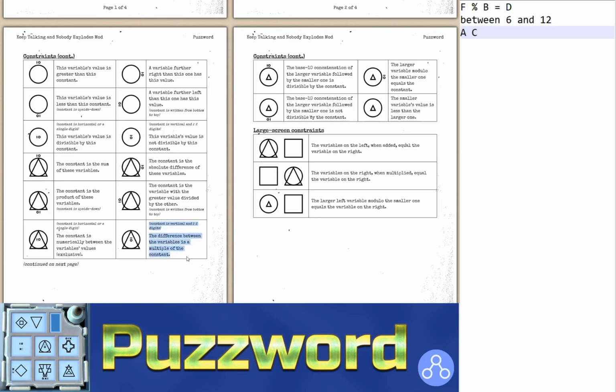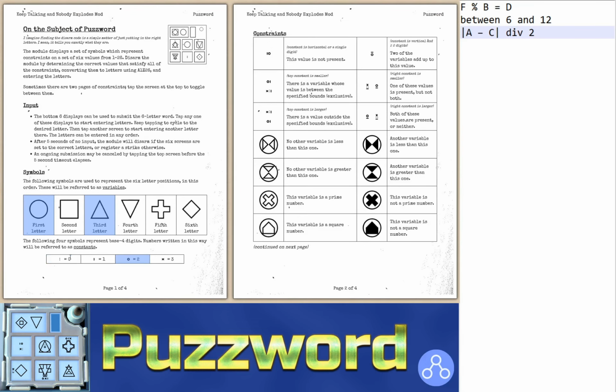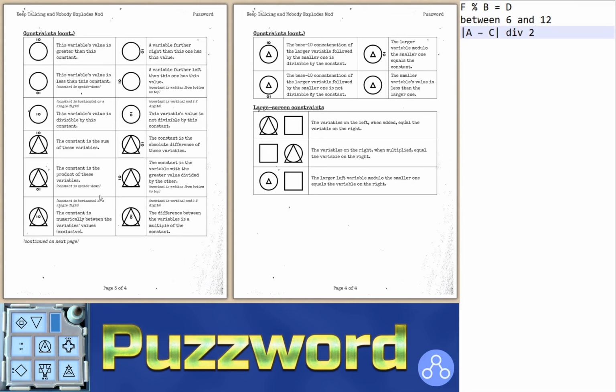The difference between the variables is a multiple of the constant. Alright, so Alpha and Charlie, the difference between them is divisible by the constant, meaning the number inside of it, which is 2, because it's 0, 2 in base 4. Now, why do we have a leading 0? Why doesn't it just say 2? Well, the reason for that is because then you couldn't tell whether the number was written horizontally or vertically. In fact, it says here that if it's a single digit, you're supposed to assume it's this one. And so in order to be vertical, it uses a leading 0 to make it 2 digits.